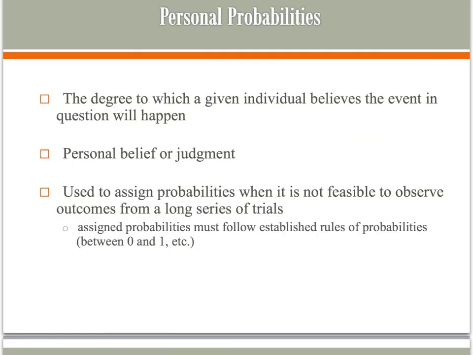The last thing we're going to talk about real quickly is personal probabilities. And that has to do with your belief that an event in question will happen. So it's a personal belief, it's a judgment call. And we assign probabilities this way when it's not feasible to observe outcomes, when you can't see a long series of trials, see what the trend goes towards, and be able to see what the theoretical probability would be based on that.